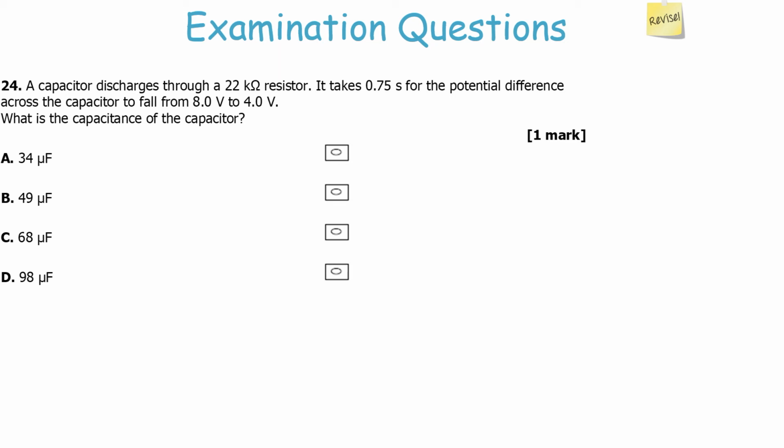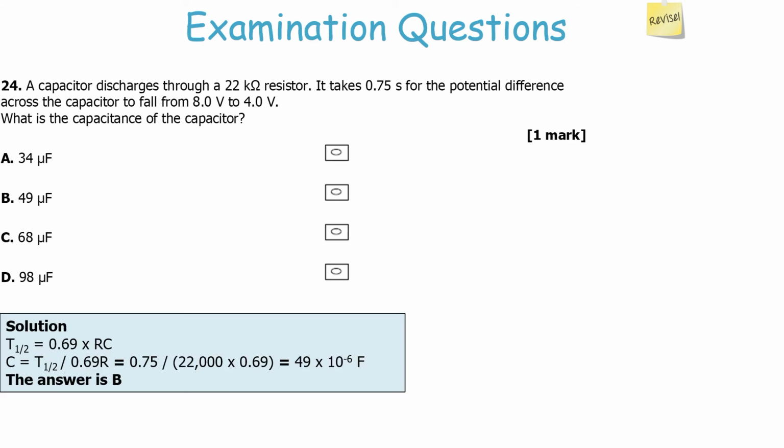Right, so you know that it has fallen from 8 volts to 4 volts, so therefore it is going to go to half of its value. So we can say that the time it takes to fall to half its value for a capacitor is equal to ln 2 or 0.69 times RC. So therefore C is going to equal the time it takes to fall by half, divided by ln 2 or 0.69, times R.